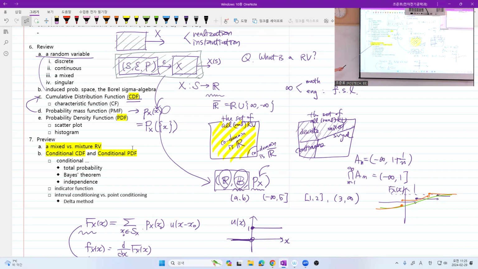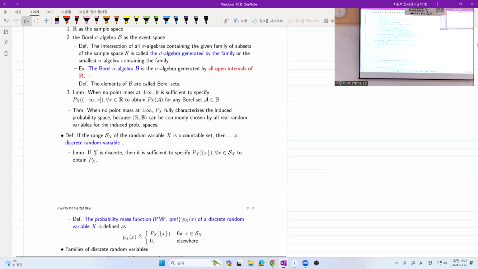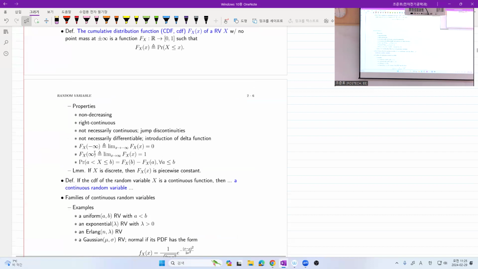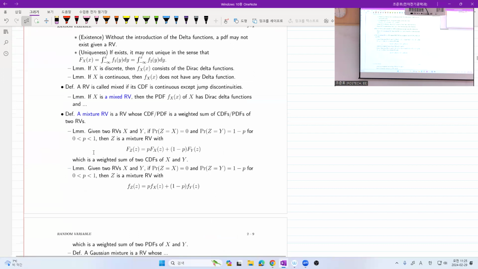I already talked about what a mixed random variable is. There is another special case called a mixture random variable. And let me show you where it is. Yeah, here it is. So this is a rough definition. For a precise one, you can find it in the later pages of my handout. Okay, you study that. If you don't understand, just find the corresponding video lecture and study that.